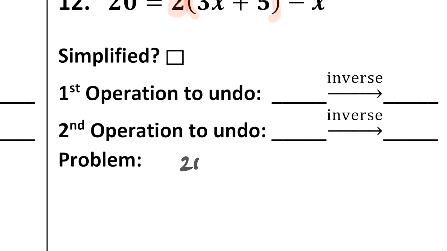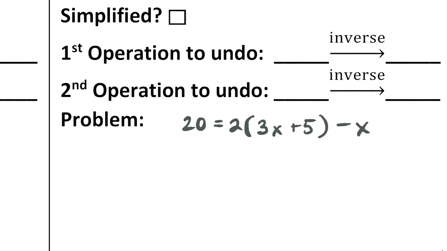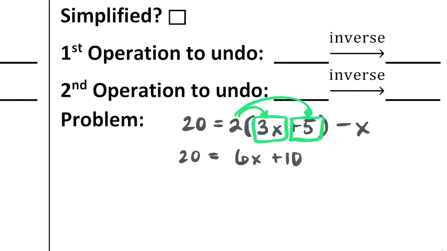Let me rewrite this. 20 is equal to 2 times 3x plus 5 minus x. If I distribute that, I'm going to multiply the 2 times the 3x and the 2 times the positive 5. So 20 equals 2 times 3x is 6x, and then 2 times positive 5 is a positive 10. Still have the minus x, so keep in mind I didn't change anything with that, so it's still there.